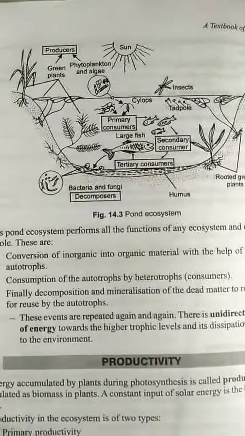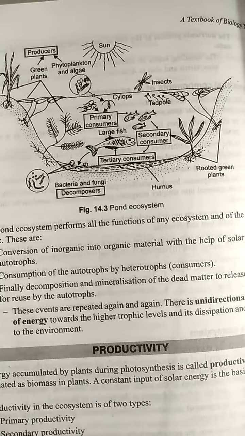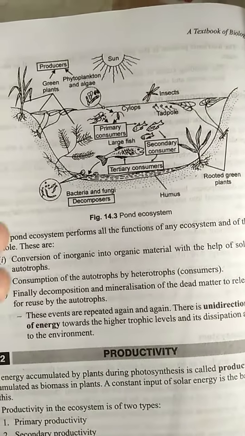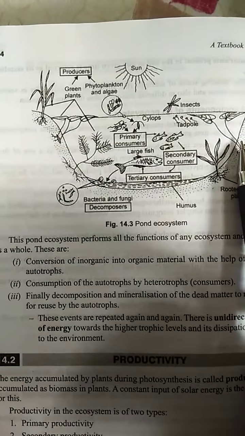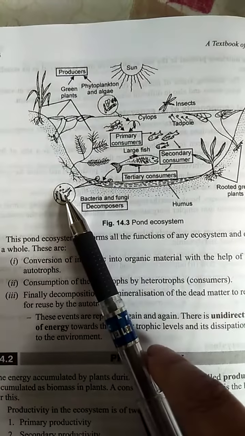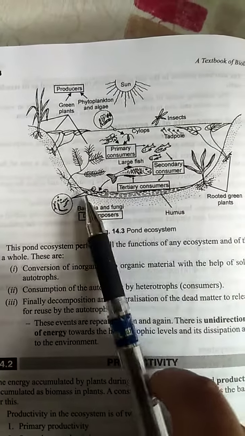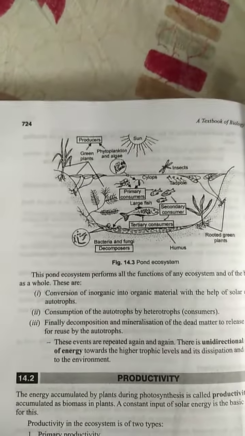Now, let us see the diagram of the pond. Okay, here we can see that this pond is made up of abiotic factors and biotic factors. The biotic factors, here you can see, insects are there, plants are there, fishes are there, decomposers are there, right? And also we can say inorganic substances, that is, in the soil you will find the organic substances and the inorganic substances.